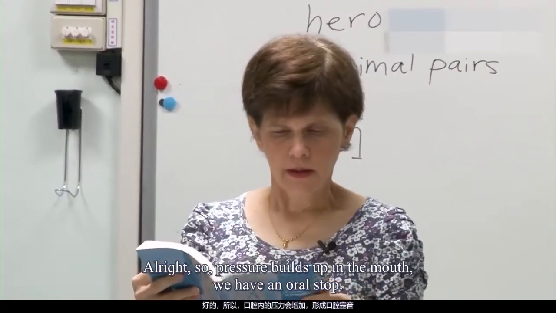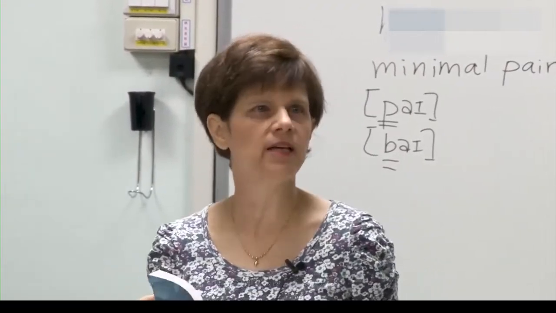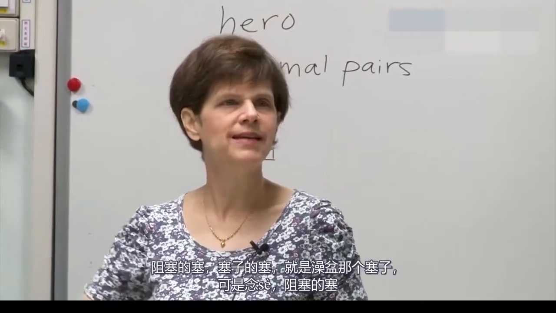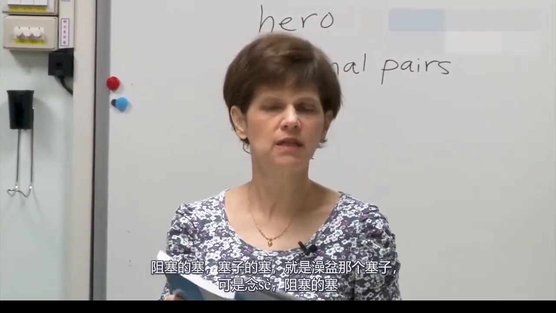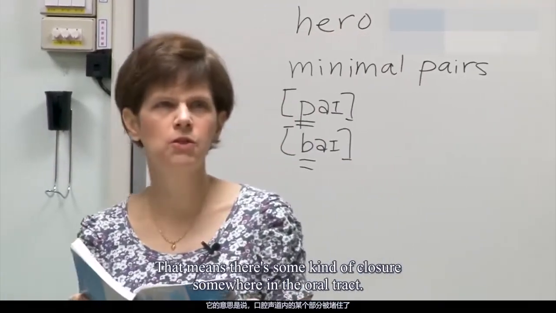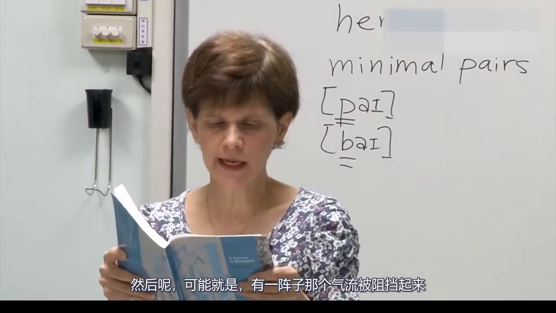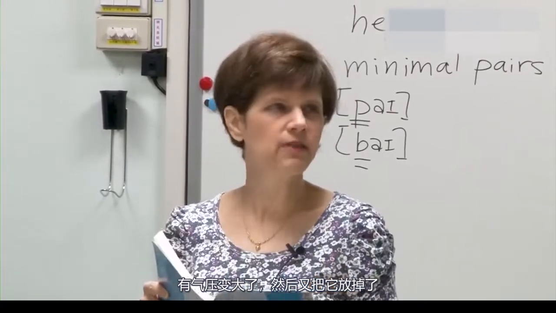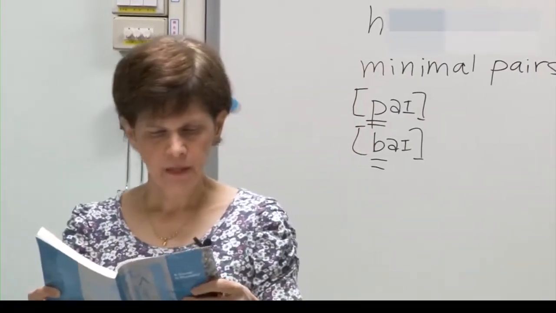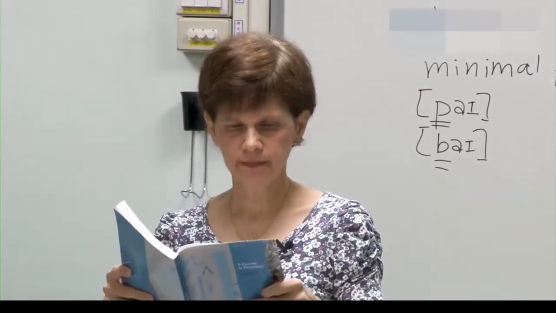So pressure builds up in the mouth. We have an oral stop. 这是口腔的一个塞音。In Chinese, stop is 塞，足塞的塞。塞子的塞就是澡盆那个塞子，可是念塞，足塞的塞。A stop is called 塞音。That means there's some kind of closure somewhere in the oral tract. 然后呢，可能就是有一阵子那个气流被阻挡起来，有气压变大了，然后又把它放掉了。有时候不放掉，OK，像词尾不放掉。These sounds are called plosives，爆音，中文叫爆音。All right, oral stop.